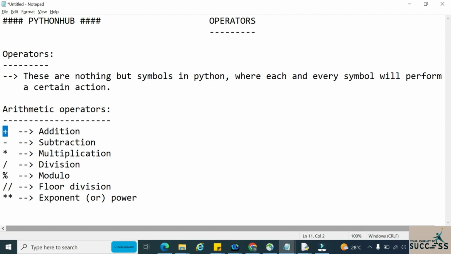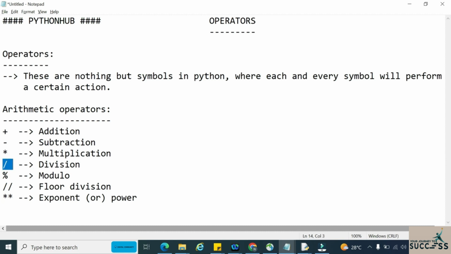The second one is subtraction. Subtraction we can do with the help of the minus operator. The third one is multiplication. Multiplication we can perform by using the star, or we can call this a hashtag. By using this star we can perform multiplication in Python. Now coming to the fourth one, division. To perform division between numbers we will use the slash.